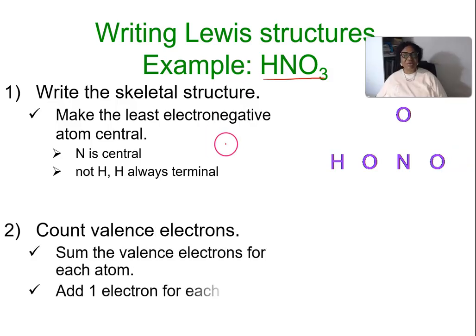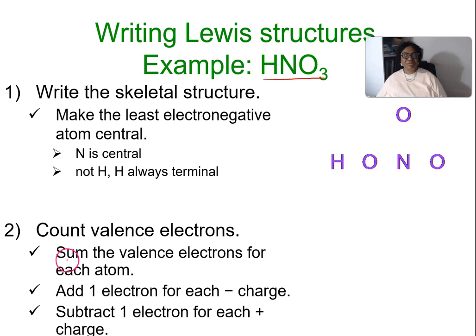So the next thing you do, count the valence electrons. Sum the valence electrons for each atom. Add 1 electron for each negative charge. Subtract 1 electron for each positive charge. This molecule does not have a negative charge. It does not have a positive charge. But in case you have an ion that has either a positive or negative charge, that's when you do this. But in this case, it doesn't have.